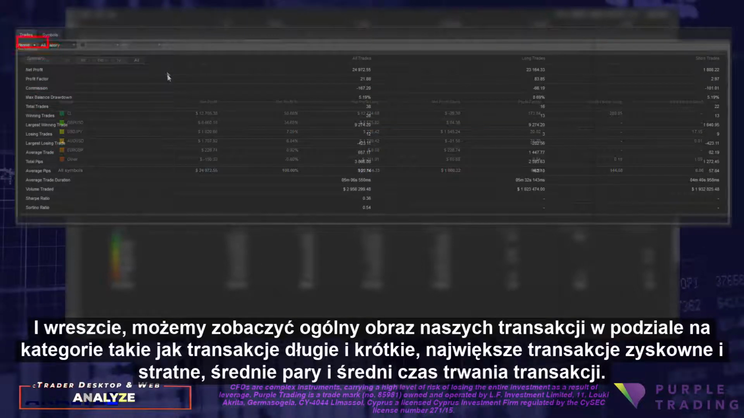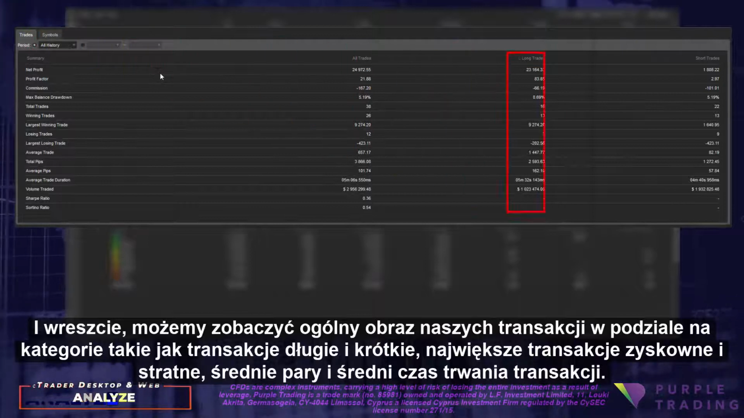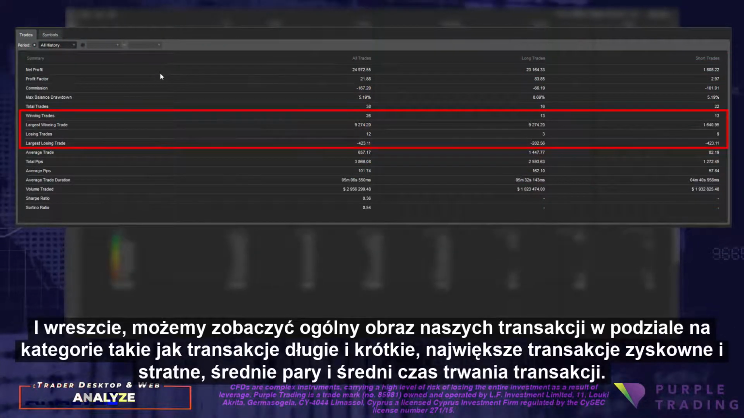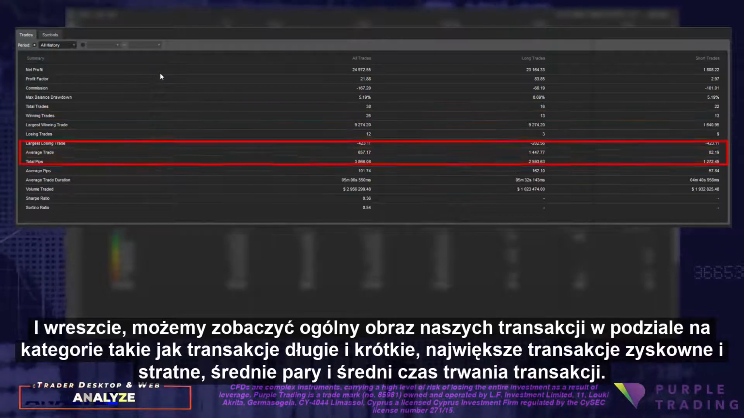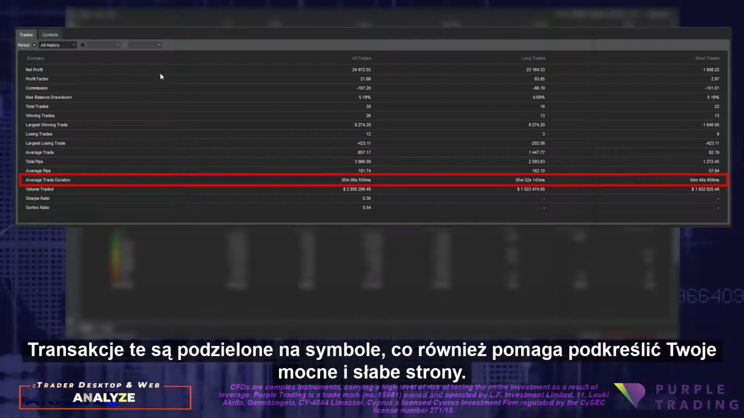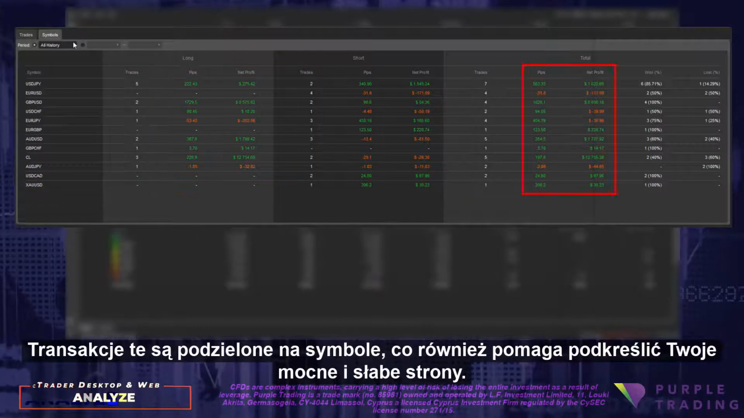And finally, we can see an overall view of our trades broken down into categories like long trades and short trades, largest losing and winning trades, average pips, and average trade duration. These trades are broken down by symbols, which also helps to highlight your strengths and weaknesses.